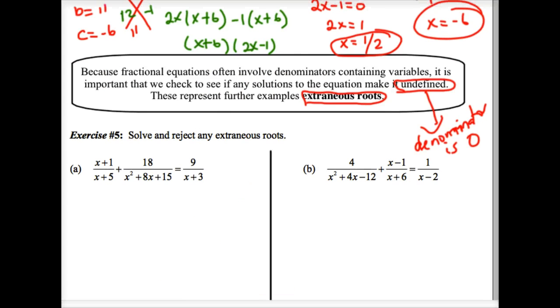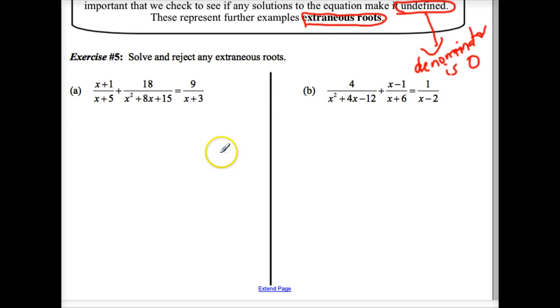So in those two examples, it says solve and reject any extraneous roots, meaning reject any answer that will make the denominator undefined. So just as we would always do, first factor. This becomes x plus 1 and x plus 5 plus 18. Now this is a quadratic. If you do your a, b, and c, you will get x plus 3 and x plus 5.